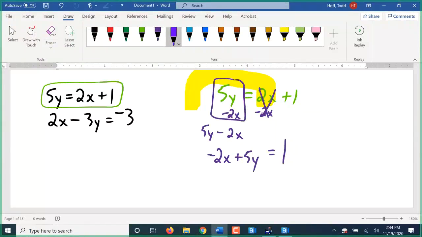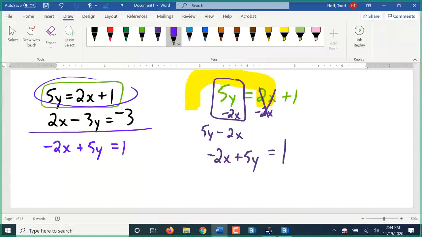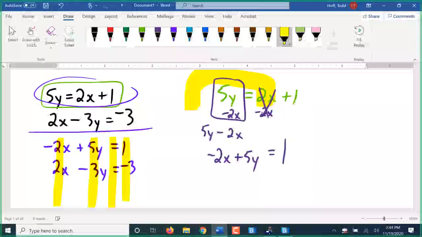So now our system of equations, the first equation is negative 2x plus 5y equals 1. That was from this equation. The bottom equation then is 2x minus 3y equals negative 3. Now they're lined up. X's, y's, equals, and constants.